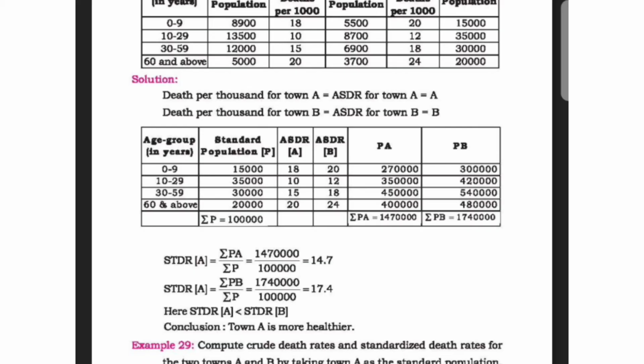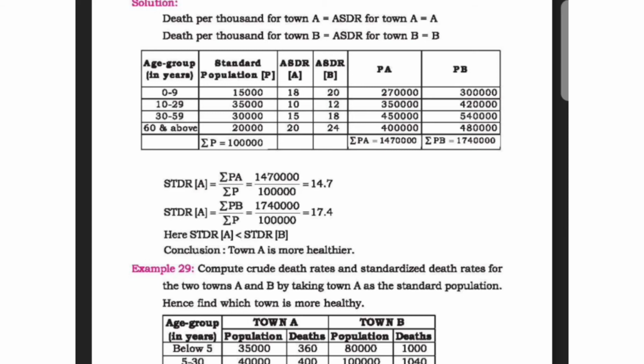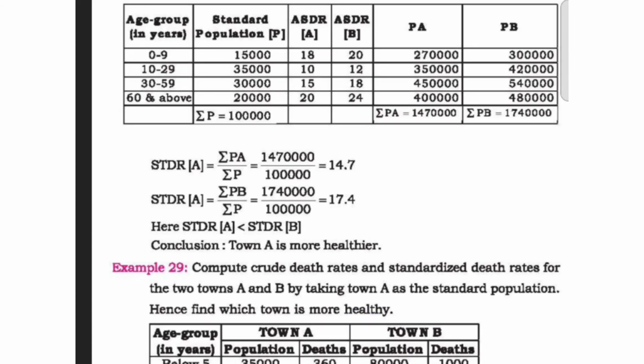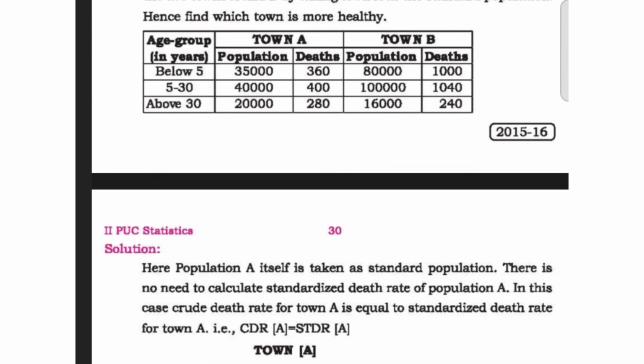Then directly, PA, PB, you are taking the totals: summation of PA divided by P, summation of PB divided by P. Then which one is healthier? You have to see which one is less, that one is more healthy. Must and should, you have to write it. Okay, one more type of question here.